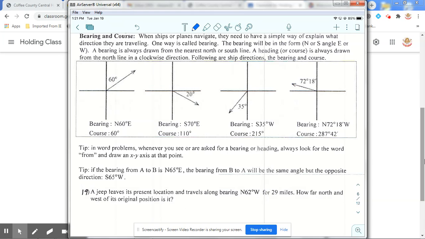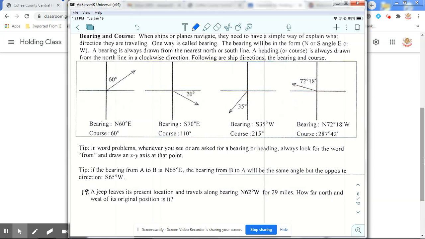There are two different ways. One way is a bearing. A bearing will be in the form of either north or south, and then an angle in the direction east or west. A bearing is always drawn from the nearest north or south line. The other type is a heading, sometimes called a course, and it is always drawn from the north line in a clockwise direction. Every time I think of a heading or a course, I think of a clock. You start at 12 o'clock and you rotate around in a clockwise direction.